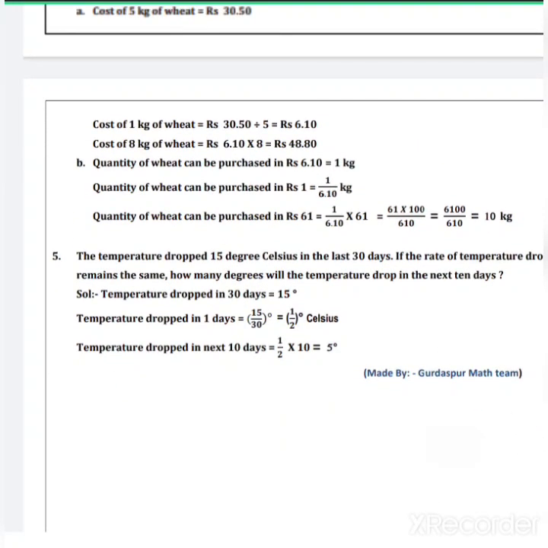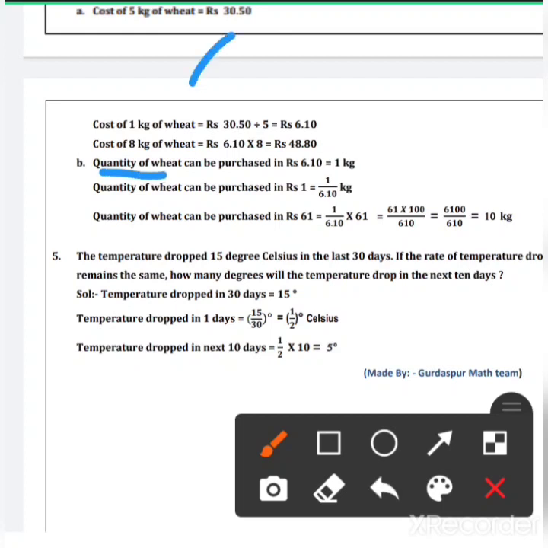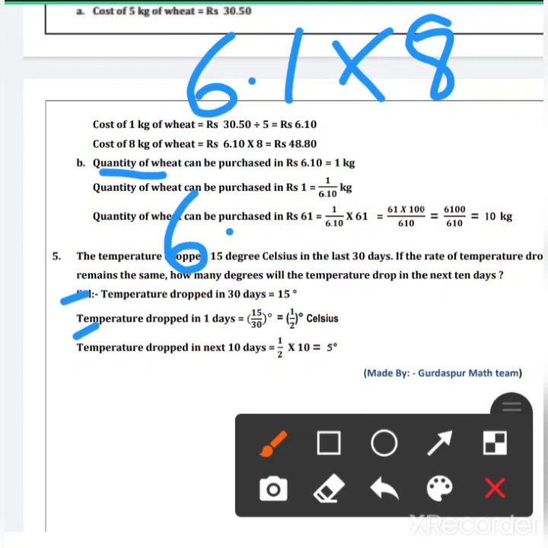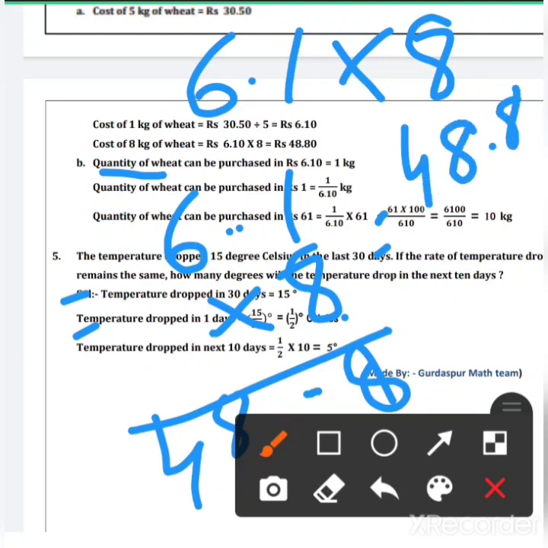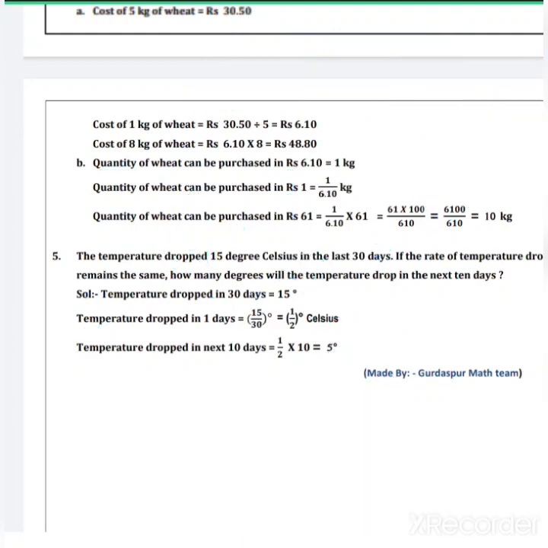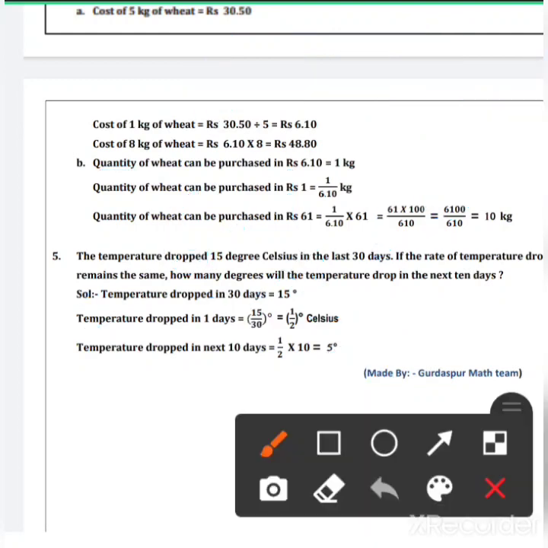Now the cost of 8 kg of wheat is equal to 6.1 multiplied by 8. How can we multiply 6.1 by 8? 8 ones are 8. The point is here. 8 fours are 32. 48.8. We can write a 0. 48 rupees and 80 paise. The cost of 8 kg of wheat is equal to 48 rupees and 80 paise.